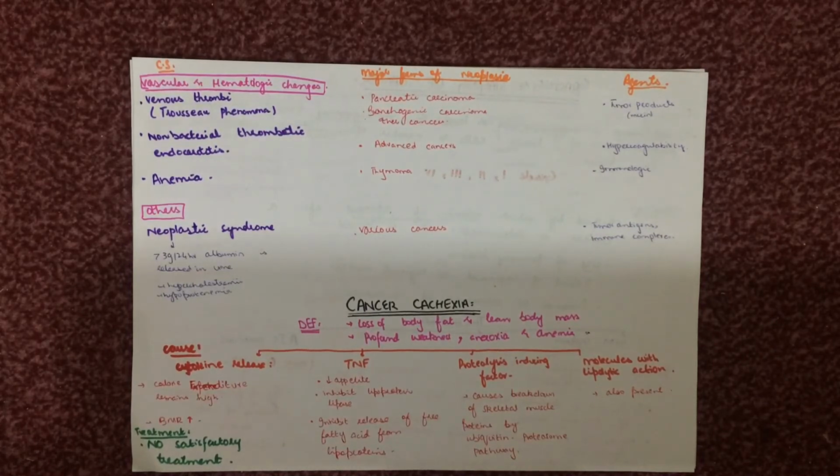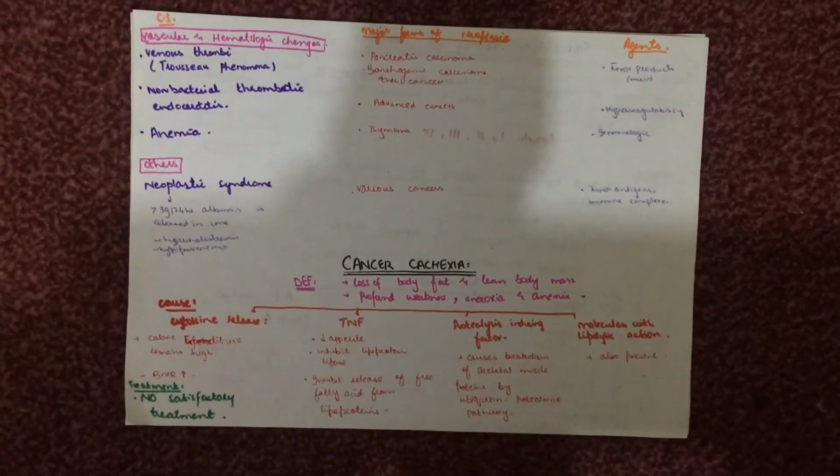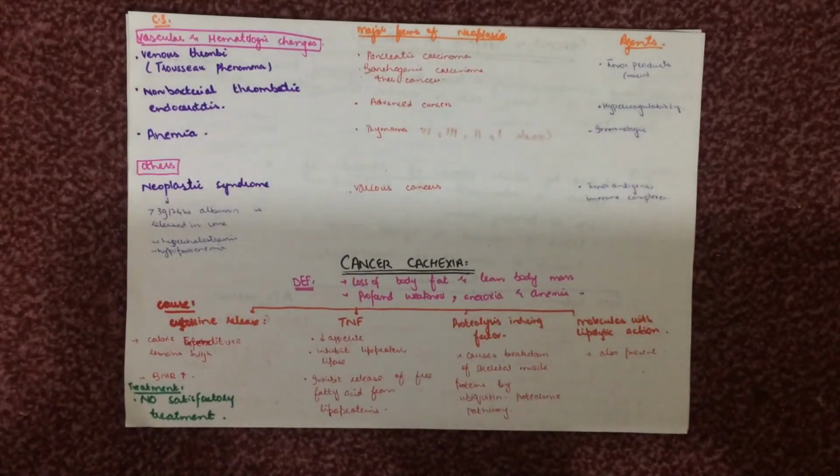Others include nephrotic syndrome. Let me explain it. Nephrotic syndrome means that greater than 3 grams per 24 hours of albumin is released in urine. Hypercholesterolemia and hypoproteinemia are there. When so much albumin is released, definitely it leads to hypoproteinemia. The major form of neoplasia is various cancers, and agents are tumor antigen immune complexes.